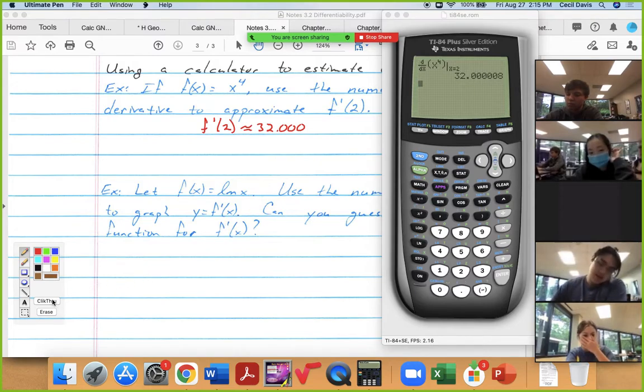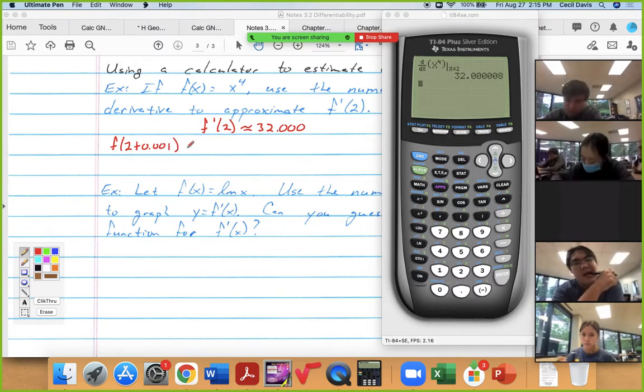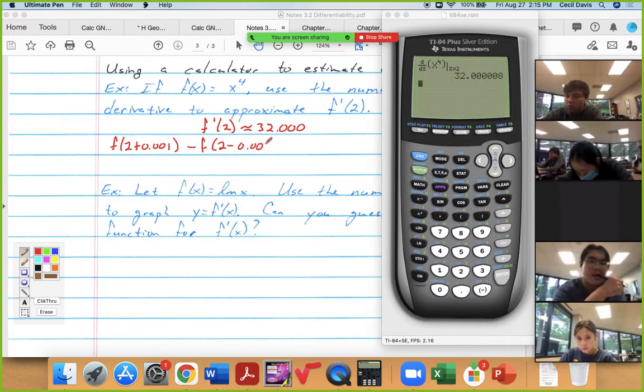Now, I want you to notice, if I used that symmetric difference quotient, I would have gotten the same thing. Remember, if I had done that for 1/1000th, so if I did f of 2 plus 0.001 minus f at 2 minus 0.001 divided by 2 times 0.001. So that's the change in y over the change in x.